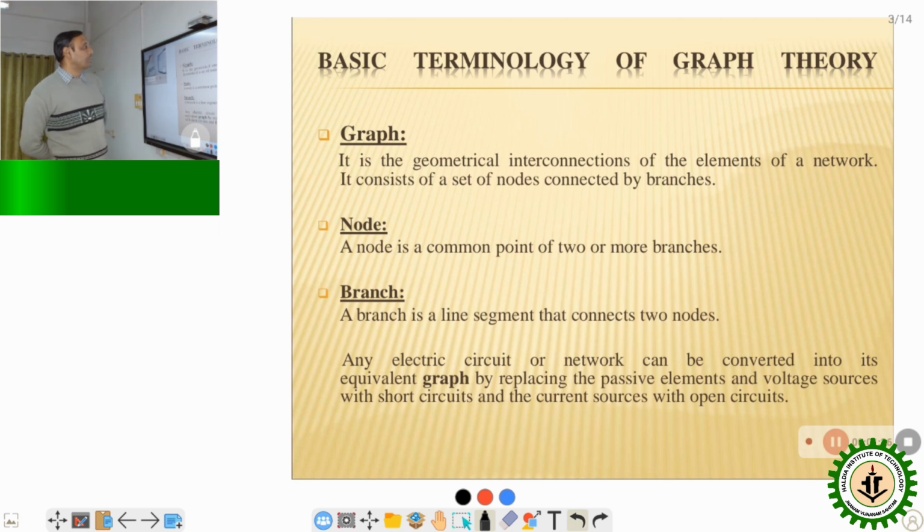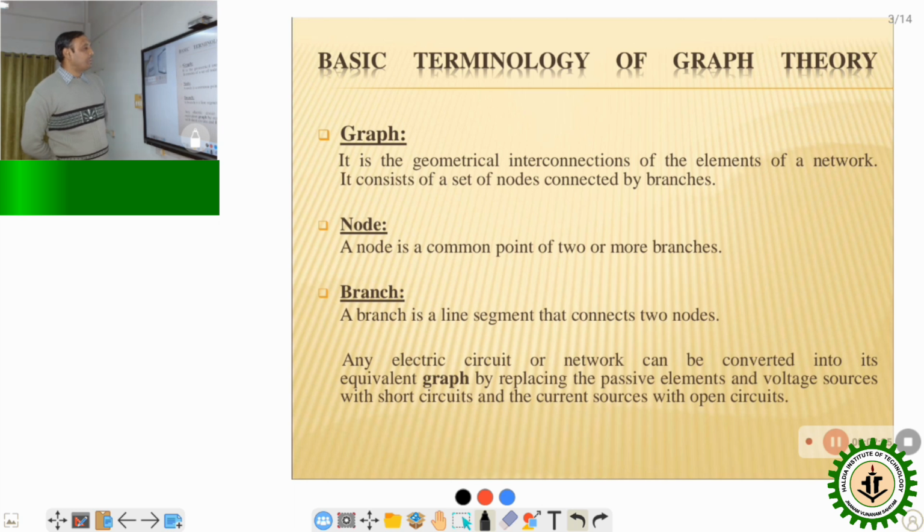Node. A node is a common point of two or more branches. So when two or more branches are connected, then that connected point is called a node. That means a node is the common point of two or more branches. Branch. A branch is a line segment that connects two nodes. So whenever two nodes are connected, that line segment is called a branch. And a graph is nothing but the connection of those nodes and branches coming from a particular circuit.